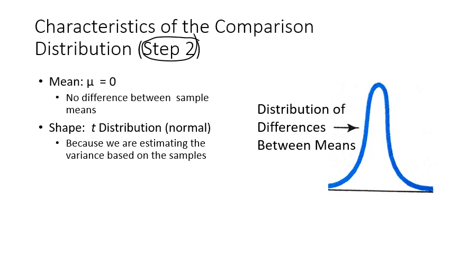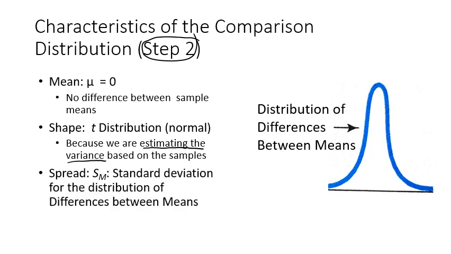The shape, once again, is the t-distribution. The reason it's a t-distribution is because we're estimating the variance of the comparison distribution from the samples. And the spread, we're using, again, the standard deviation for the distribution of difference between means, not mean difference, but we'll just call it the standard deviation for the distribution of means. And in fact, I'll even cross that off to make it easier. This S, again, means standard deviation, but estimated. And this little m just means the distribution of means. So we're doing that skinnier distribution based on the number in the sample.